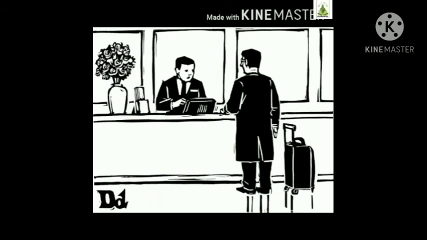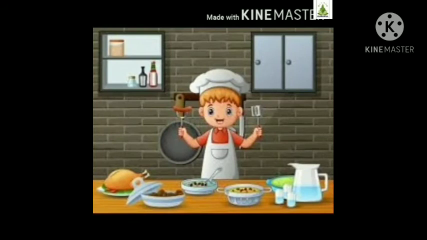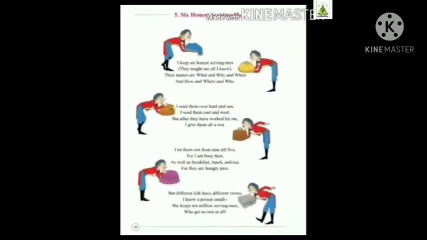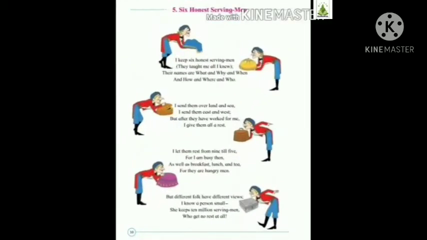He made them travel very far away for work, but later on he used to give them rest also. He used to ask them to have their breakfast, lunch and dinner on time as they are also humans. He knew a little girl who had 10 million serving men, but she never behaved with them properly. This was just a small intro of the poem.